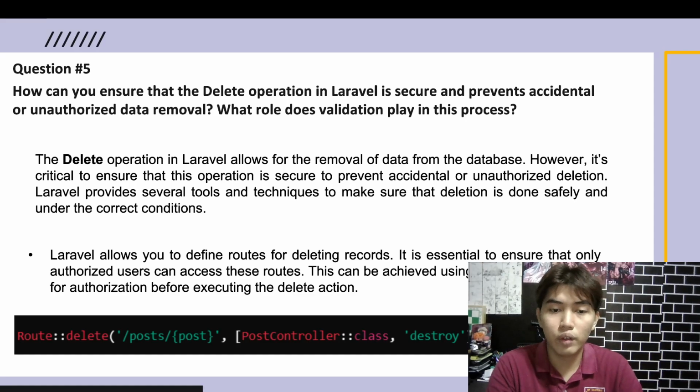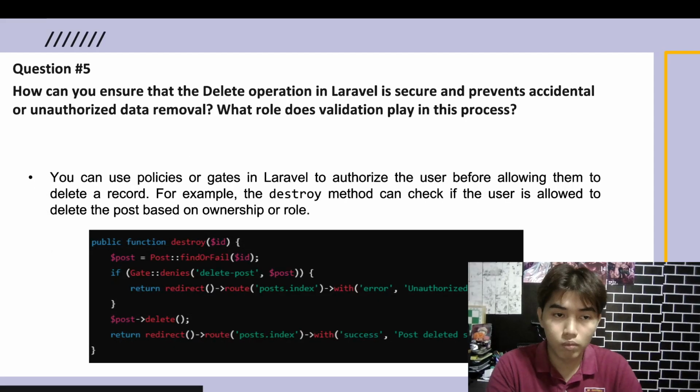It also allows you to define routes for deleting records. It is essential to ensure that only authorized users can access these routes. This can be achieved using middleware to check for authorization before executing the delete action. You can also use policies or gates in Laravel to authorize the user before allowing them to delete a record. For example, the destroy method can check if the user is allowed to delete the post based on ownership or role.